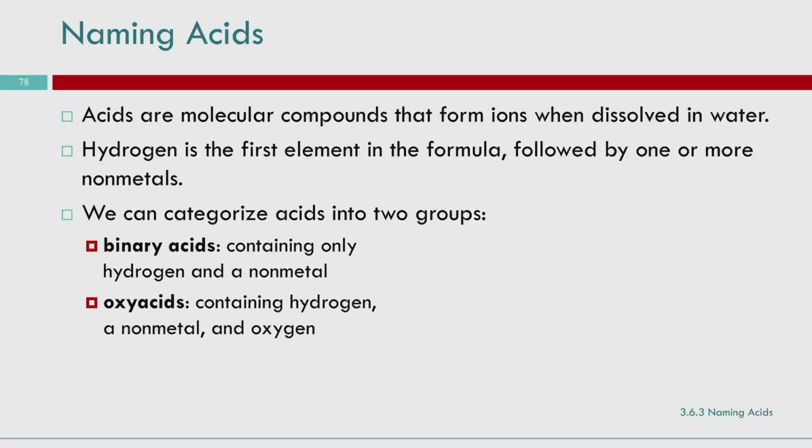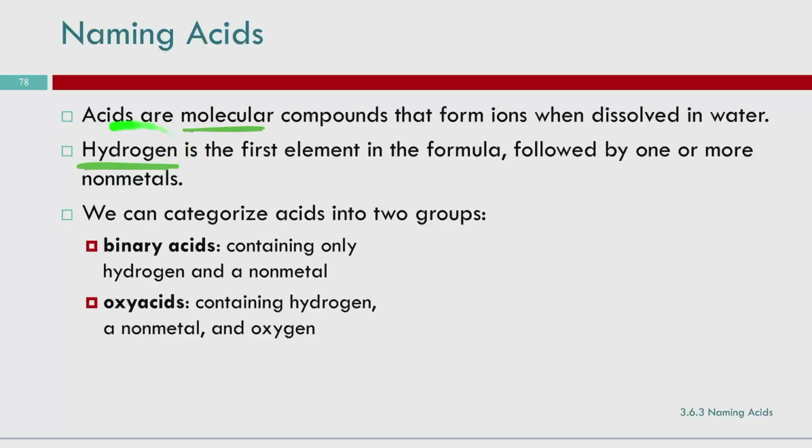So acids are a type of molecular compound, meaning that they're just nonmetals, and they form ions when they dissolve in water. So if you put an acid into water, it dissolves and it forms ions, which is not what molecular compounds normally do. So this sets them apart from other molecular compounds. How we can tell if something's an acid, if we're looking at the formula, is that hydrogen comes first. That's a rule for this class. It's not always true everywhere else.